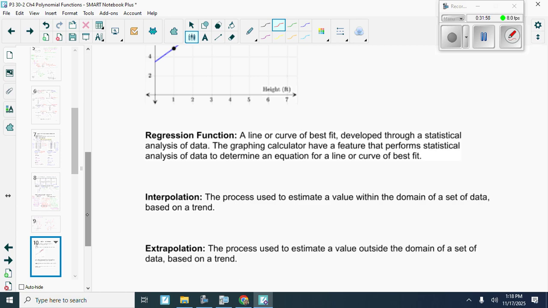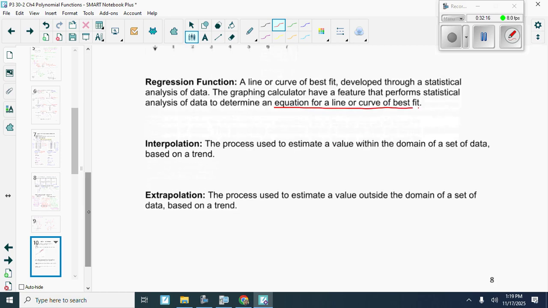So you need to pull out your calculator and do these along with me, because we need to get familiar with where all the buttons are that we have to push in order to get the equation of a line, or the curve of best fit.